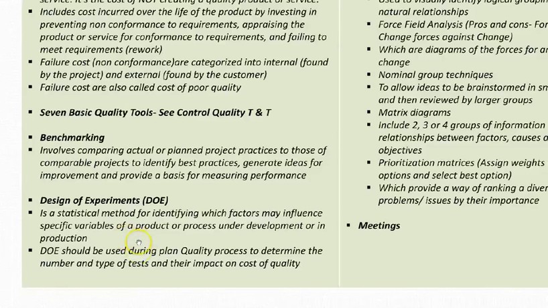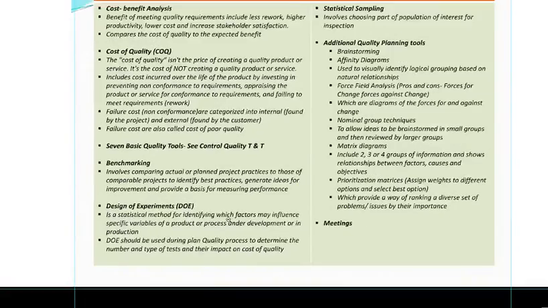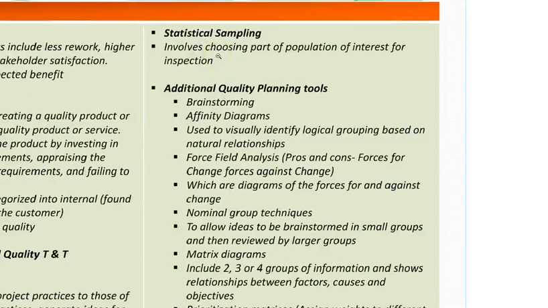Then the design of experiments, which is a statistical method for identifying which factors may influence specific variables of a product or process under development or in production. Design of experiments should be used during quality process to determine the number and type of tests and their impact on cost of quality. The next one is statistical sampling, which involves choosing part of population of interest for inspection.